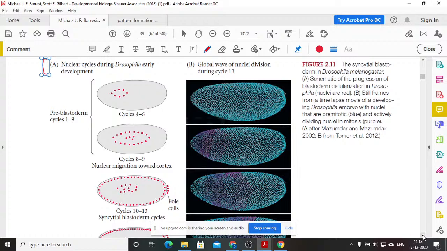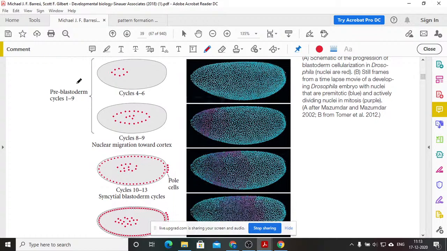This was the pre-blastoderm time. Then cycles 8 to 9, nuclear migration towards the cortex. Then cycles 10 to 13 are known as the syncytial blastoderm cycles. There are certain pole cells formed here. These nuclei migrate over here, and some cells are formed. Inside you have certain of these nuclei present, and along the border you can see several nuclei arranged.